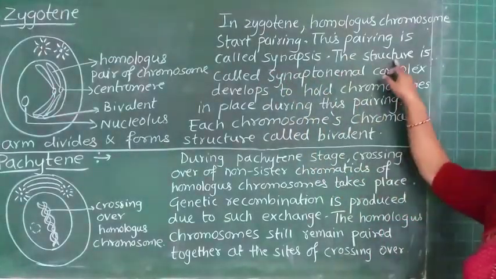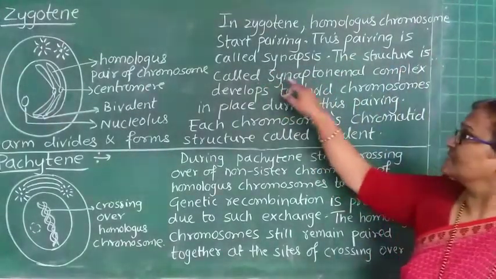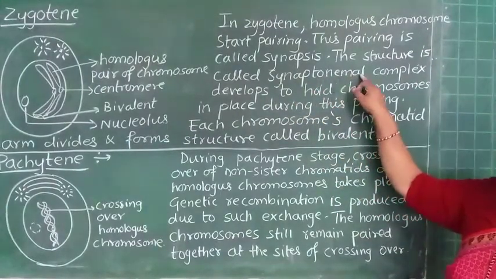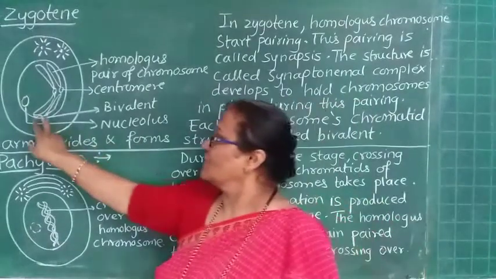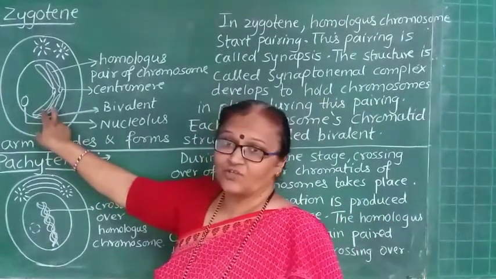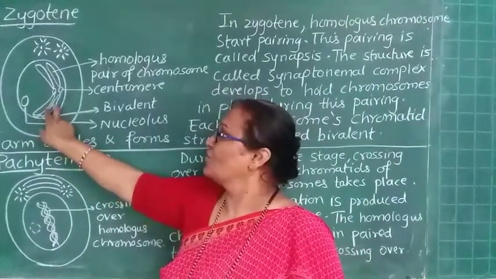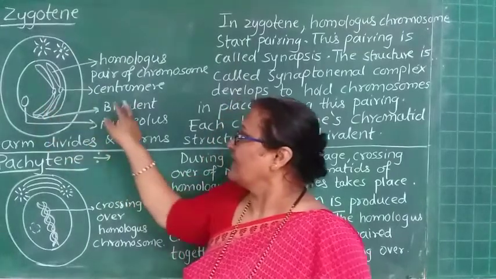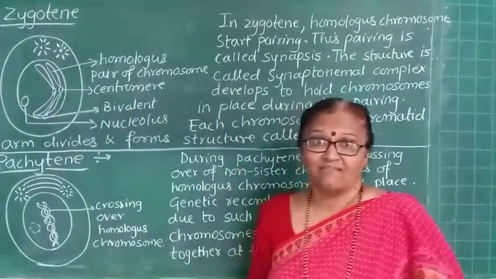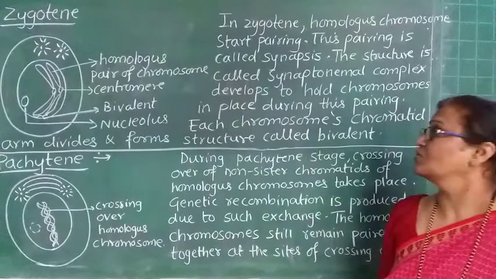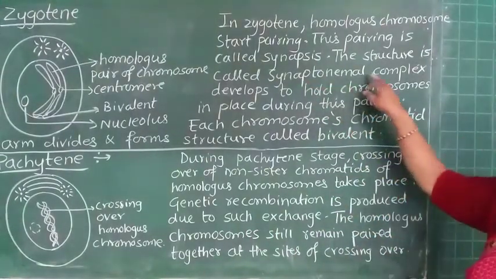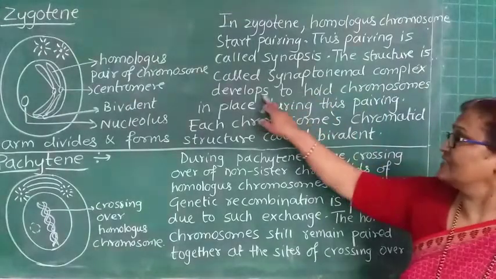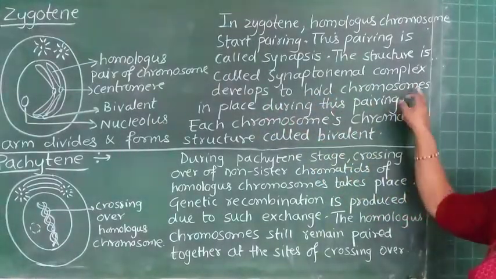Then see, the structure is called the synaptonemal complex. Whenever you see this structure, both the homologous chromosomes start pairing, and this is called bivalent chromosomes. Here the synaptonemal complex develops to hold the chromosomes.